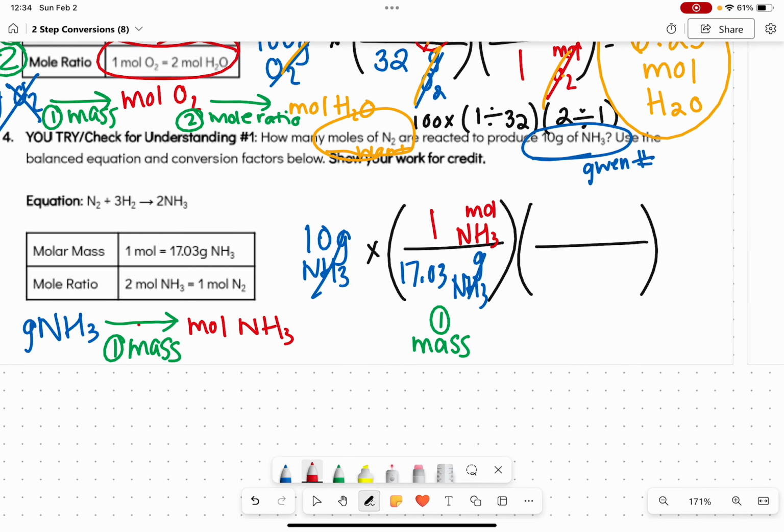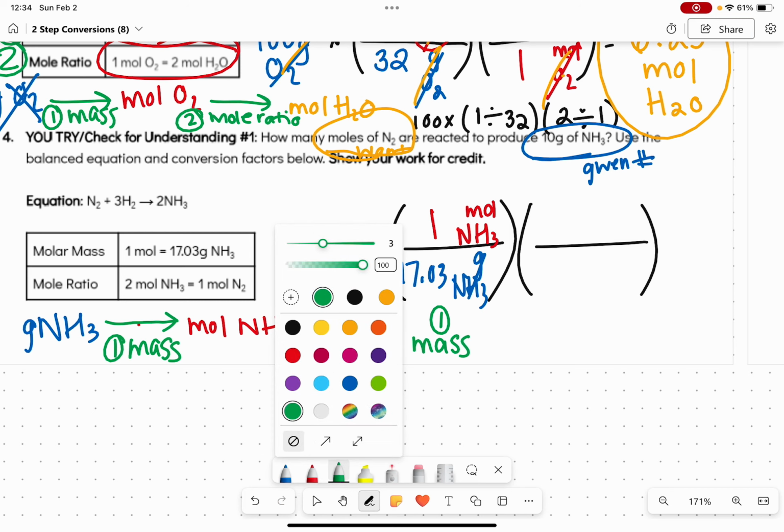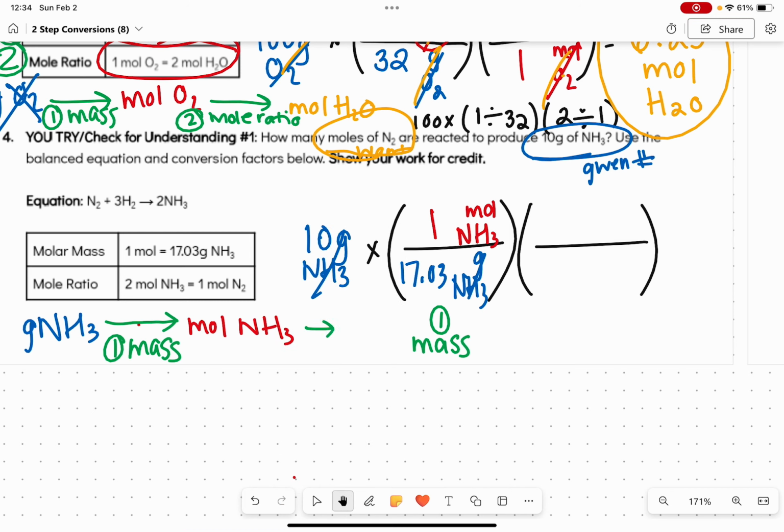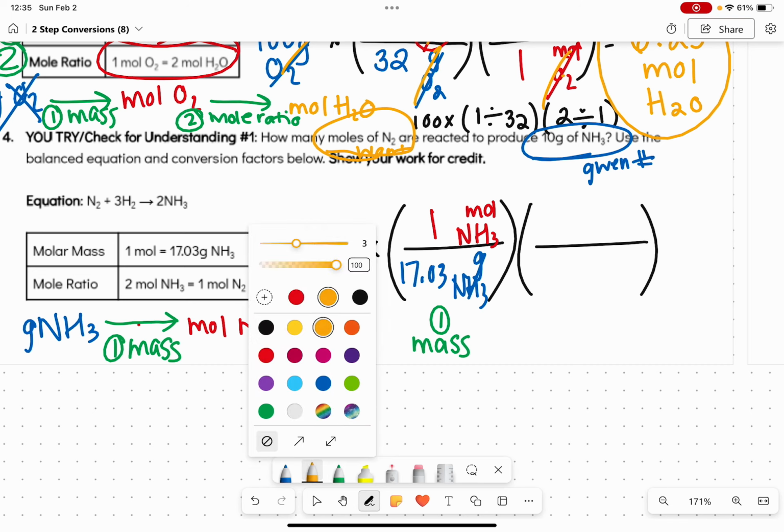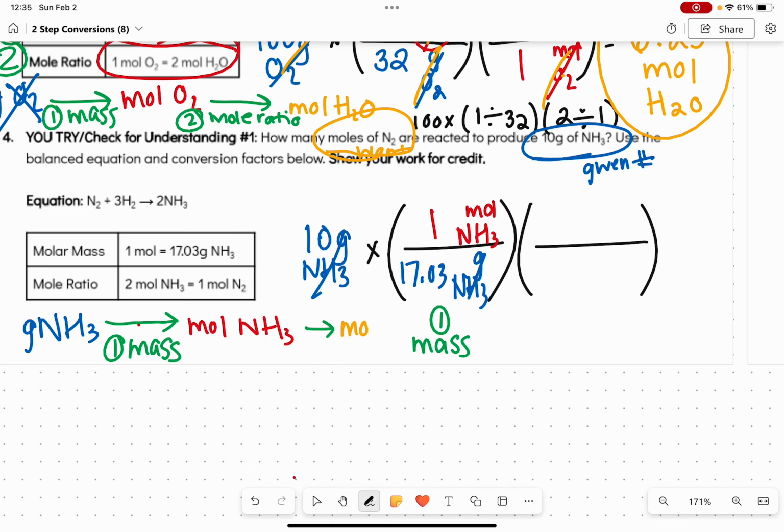So if we were to stop here, our answer would be moles of NH3, but that is not what we want. We want to go all the way to moles of N2. So we have to do a second conversion. We have to do our mole ratio to change from moles of NH3 to moles of N2. The reason you don't want to use mass here is because it's not talking about grams. It's talking about moles to start and to end.